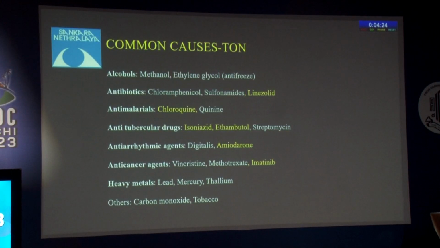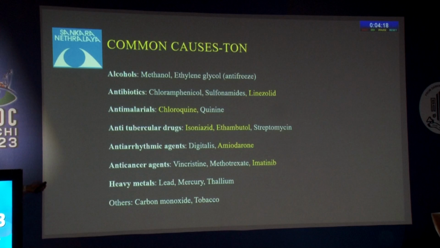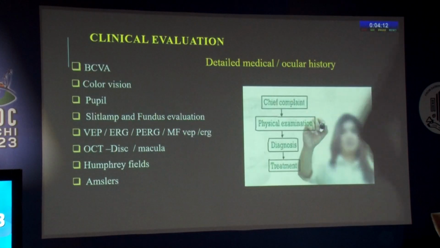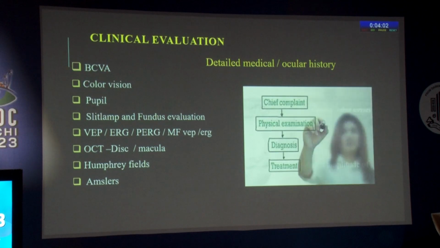And the common causes of toxic optic neuropathy, coming to the drugs, are this huge list of drugs in which I have highlighted the most common drugs which we see in our day-to-day clinical practice. And maybe I'll try to show some examples of those also. Do a detailed optic nerve function test as shown here. And maybe you can add electrophysiological tests, OCT, visual fields, and Amsler to aid the diagnosis.